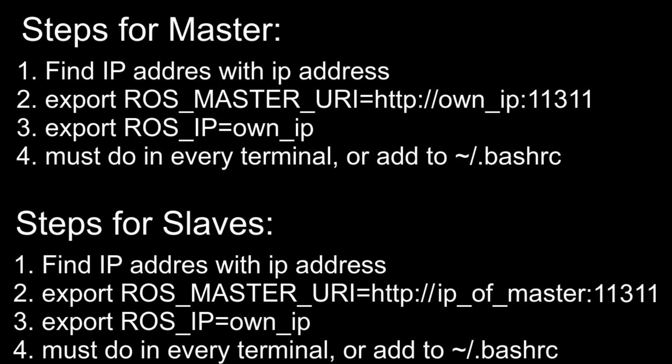The steps on the slave machine are basically the same. You're going to find the IP address, you're going to export the ROS master URI, but you're going to use the IP address of the master. That's the only difference in these steps. Step 3, you're going to export ROS IP using the slave's IP address. And again, you have to do it in every terminal.